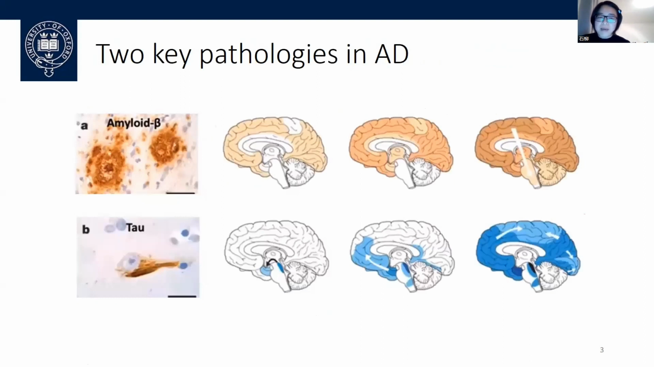There are two main pathologies in Alzheimer's disease. One is A-beta, and one is tau pathology. Both proteins start to accumulate in the brain, leading to the disease.